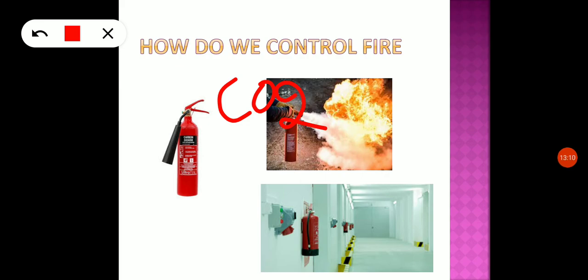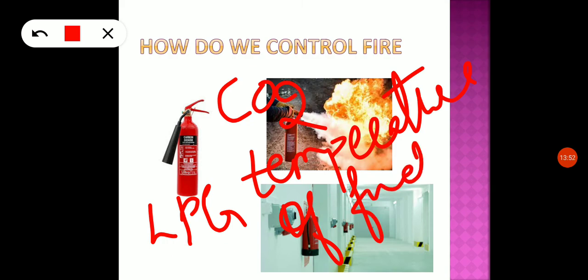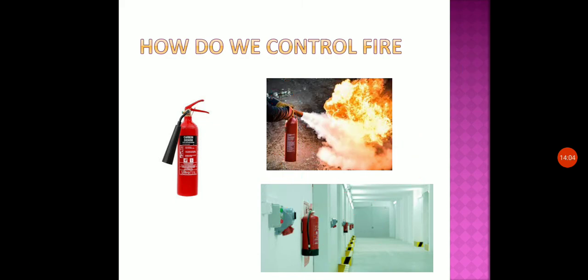So how do we get the supply of this carbon dioxide? It can be stored at a high pressure in cylinders, like how we store the LPG. In the same way, the carbon dioxide is stored at high pressure as a liquid in the cylinders, okay. When released from the cylinder, this carbon dioxide expands in volume and cools down. So it not only forms a blanket around the fire, it also brings down the temperature of the fuel, okay. So that is why this carbon dioxide is an excellent fire extinguisher, okay. And this is one of the ways how we store the carbon dioxide.